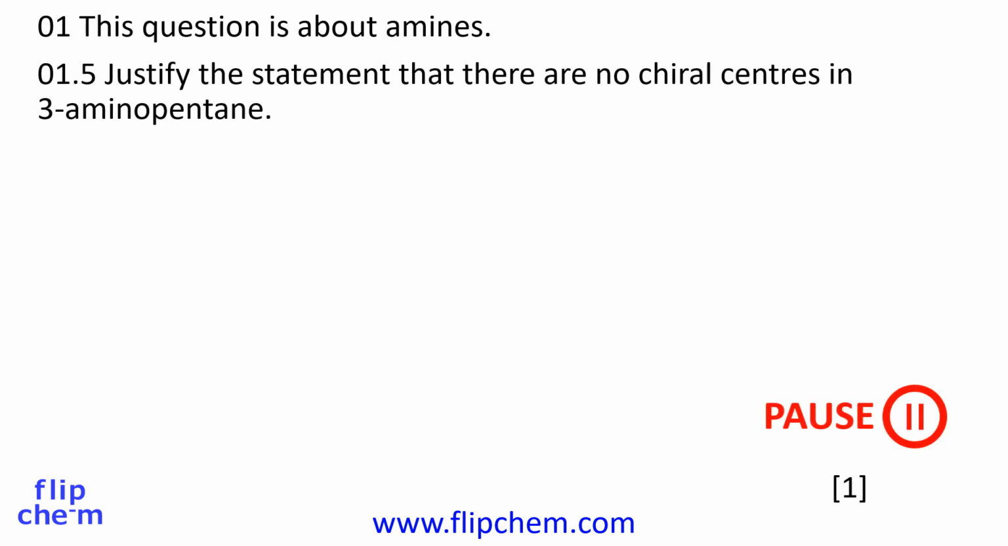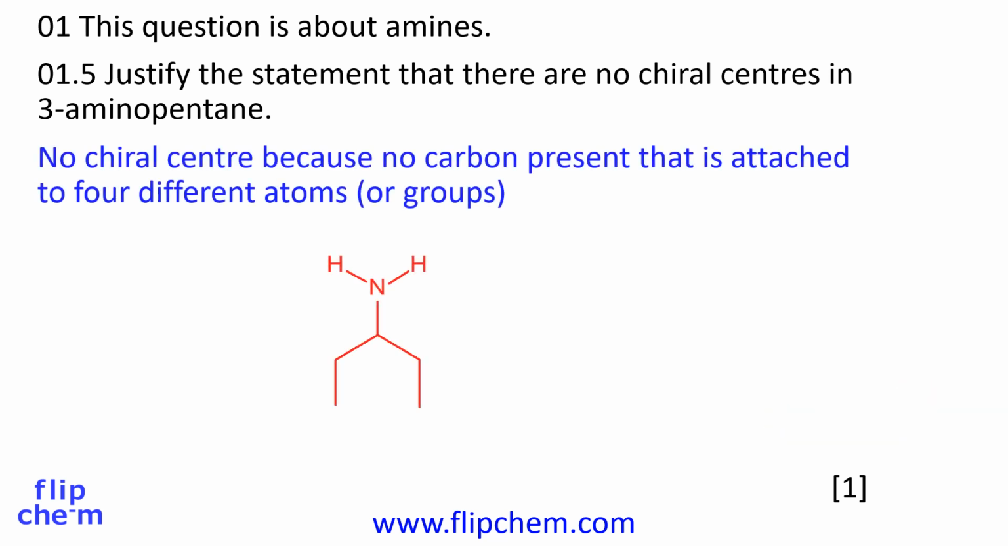And here's the final part of the question. Press play when you're ready to go through the answer. A carbon atom that is bonded to 4 different atoms or groups of atoms will be a chiral center. No chiral center is present here because no carbon atom that is present is attached to 4 different atoms or groups.